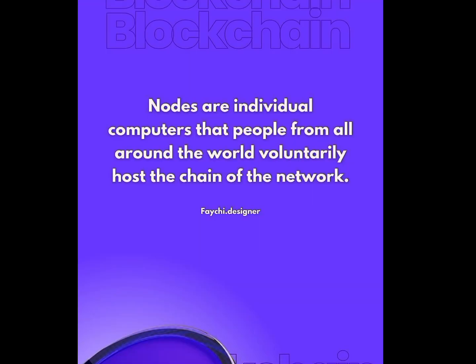Blockchain runs on a decentralized system of nodes. So decentralized means that it has no point of control. There's no admin that controls what happens. And nodes are individual computers. There are people from around the world who voluntarily host the chain of the network. So nodes are devices, computers that host and run the blockchain program. I also forgot to mention, blockchain was created for Bitcoin, to develop Bitcoin.